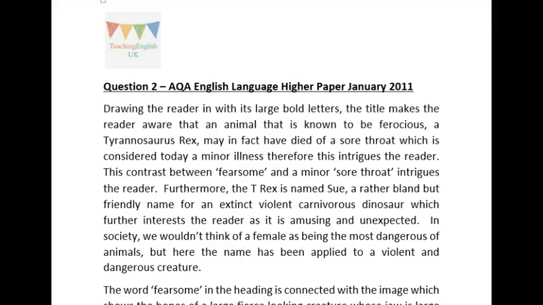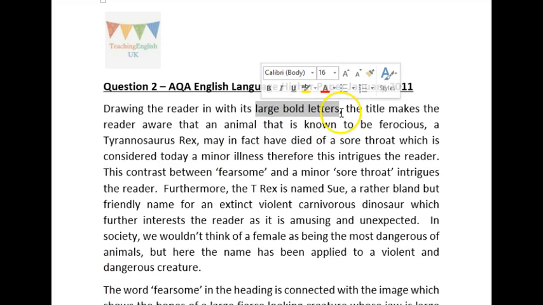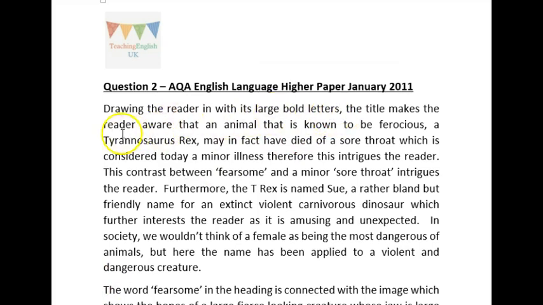Here is an example answer, drawing the reader in with its large bold letters, and that's referencing the heading. The title makes the reader aware, so this is the impact on the reader, that an animal that is known to be ferocious, a Tyrannosaurus rex, may in fact have died of a sore throat, which is today considered a minor illness, and therefore this intrigues the reader. So again, we're looking at the impact on the reader. There is a contrast between fearsome and a minor sore throat, which is listed in the heading, and this intrigues the reader.